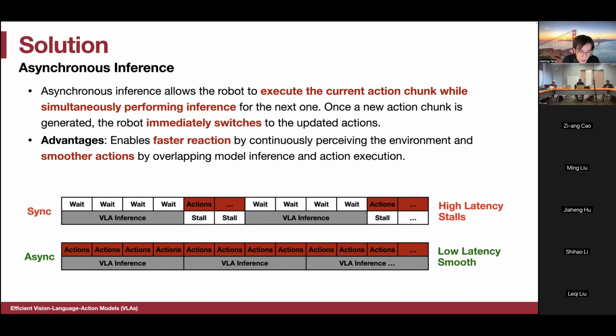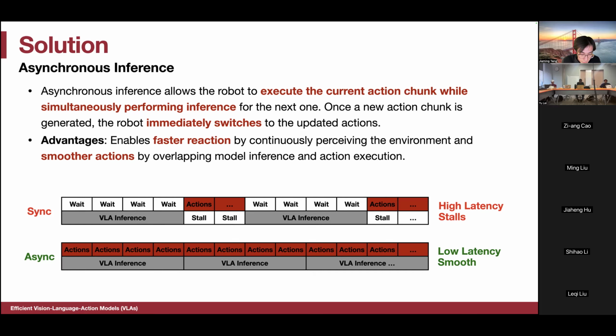Asynchronous inference is a promising way to address these problems. Instead of waiting for the current action chunk to finish, the robot can execute the current action chunk while simultaneously performing the model inference for the next chunk of actions. As soon as the new action chunk is ready, the robot immediately switches to the updated action chunk. As shown in the figure below, the GPU is not idle anymore, and both the model inference and the robot execution continue without any stalls.